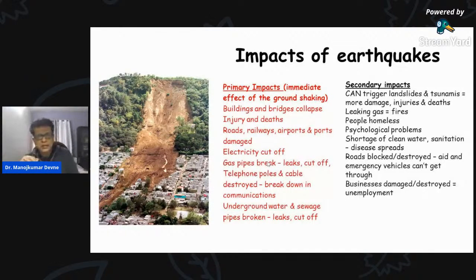The human impacts of the earthquake, the natural impacts of the earthquake; within human impacts, primary and secondary impacts; within natural impacts, the primary and secondary impacts as such. Because the first semester involves physical geography, we should be concentrating more on the physical impacts of an earthquake. Not that human impacts are not important. Let me tell you, and I repeat, that it is only because of these human impacts that we are learning all these things. Otherwise, there is no reason.